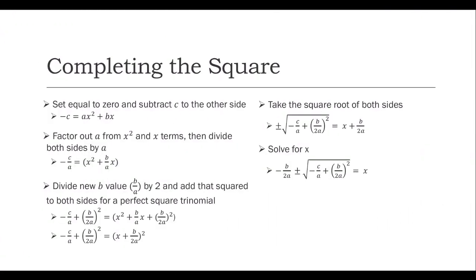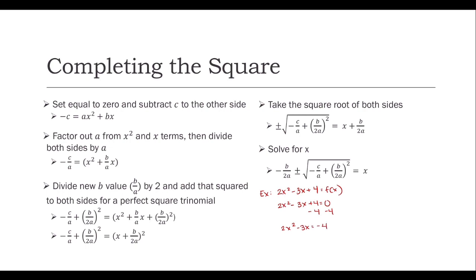So next we have completing the square. To complete the square, you would set your equation equal to 0 and subtract c to the other side. So I'll create an example problem here. We have 2x squared minus 3x plus 4 as our f of x. So to find the solution, we'd set it equal to 0: 2x squared minus 3x plus 4 equals 0. And then we'll subtract c to the other side. So we'll subtract 4, and we get 2x squared minus 3x equals -4.